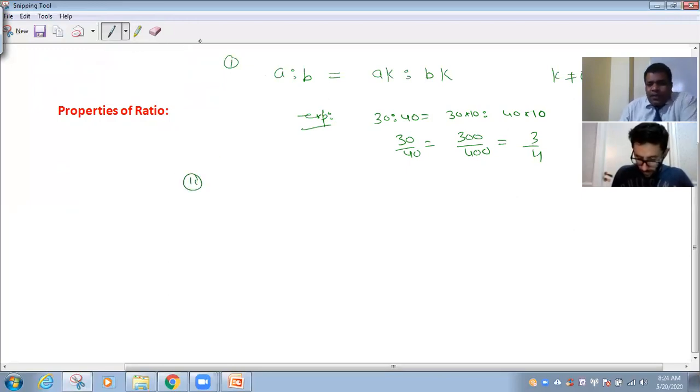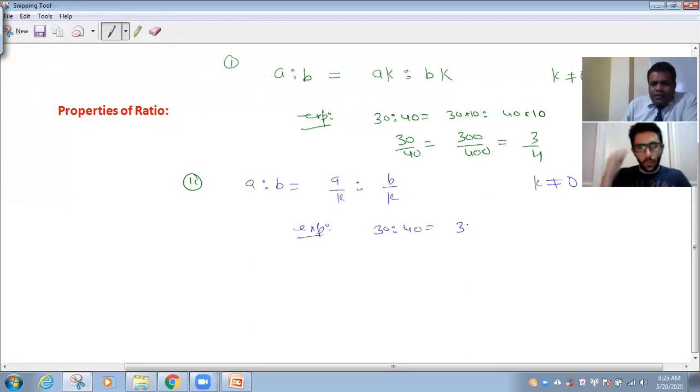Second one: a ratio divided by a constant term, the ratio remains unchanged. That means A is to B is the same as A/K is to B/K, again provided K is not equal to 0. So take the same example. 30 is to 40 is the same as 30/10 is to 40/10. Isn't it? Because this is 3/4 and this is also 3/4.